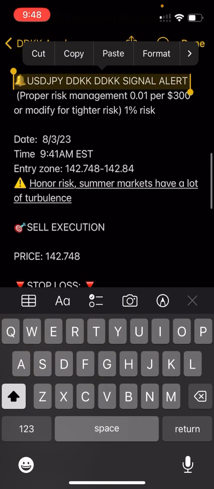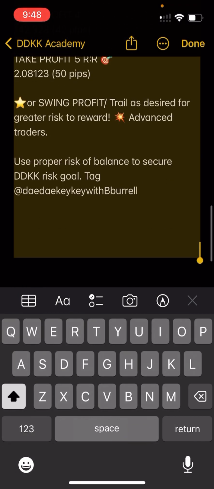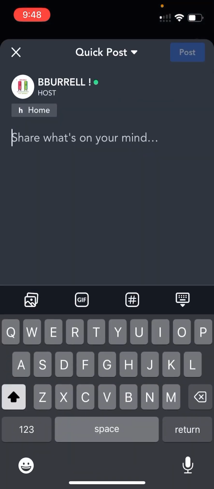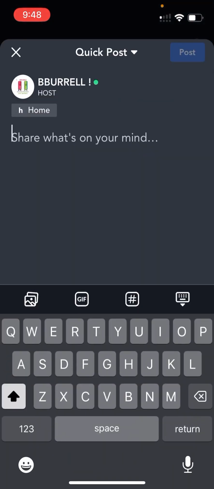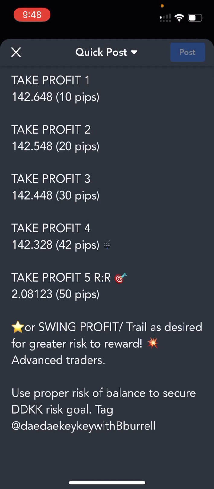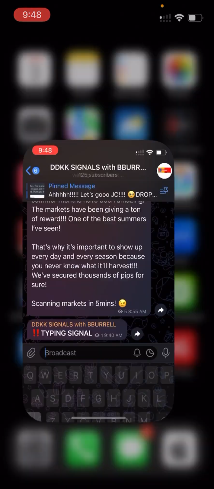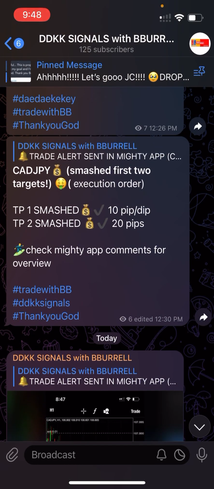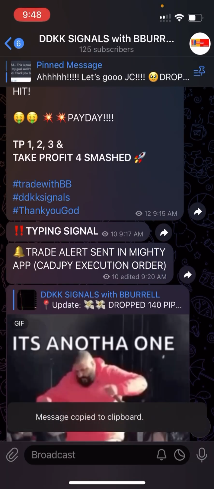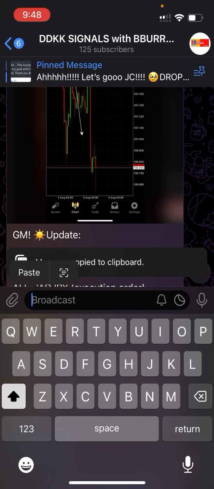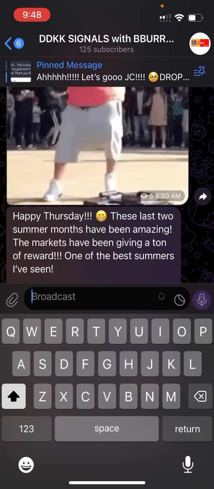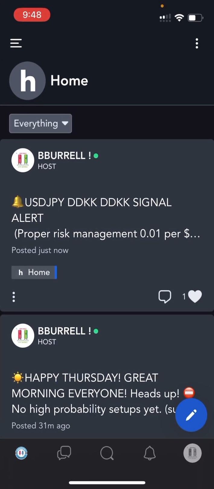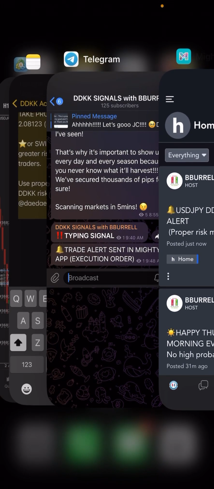So I copy and I paste it. Copy, paste it here. Boom, boom. And I'm like, dang, what's taking it so long? Post it. All right, so the signal is there. Then they get a faster notification because the app sometimes is slow. And then I tell them that I just sent the trade. So boom, I move that. All right, so you go over here to catch the signal. So that's how that works on my end.